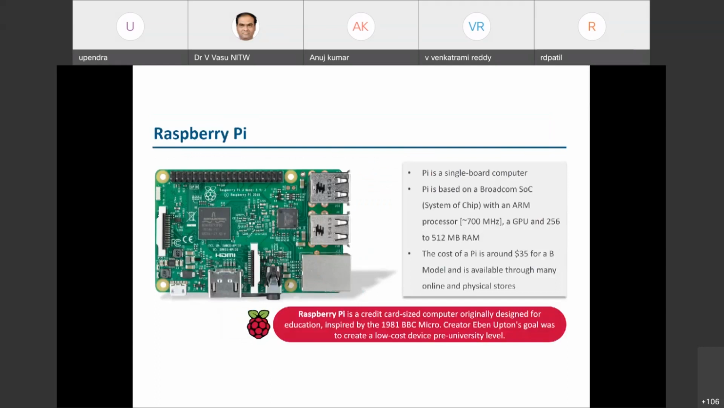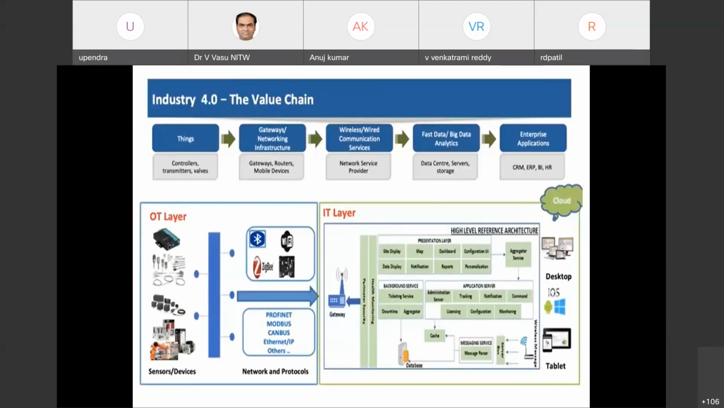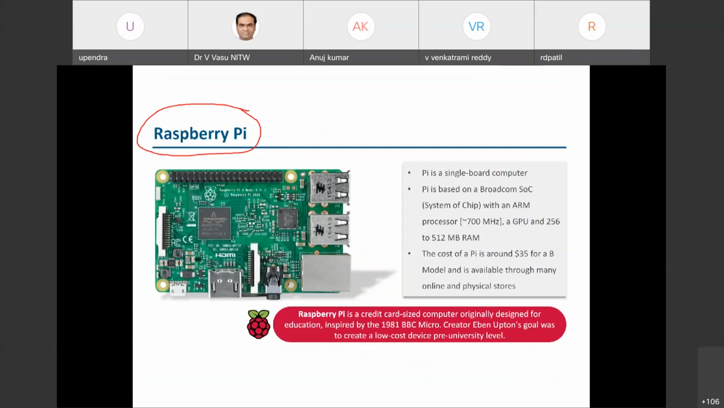Similarly, the main difference between the Arduino and the Raspberry Pi is that the Raspberry Pi is considered a single board computer itself. In the Arduino, there is no operating system, whereas the Raspberry Pi has an operating system; you can load Linux, and it acts like a single board computer. At the same time, it also contains wireless communication protocols, and Bluetooth communication protocols are also incorporated in it.